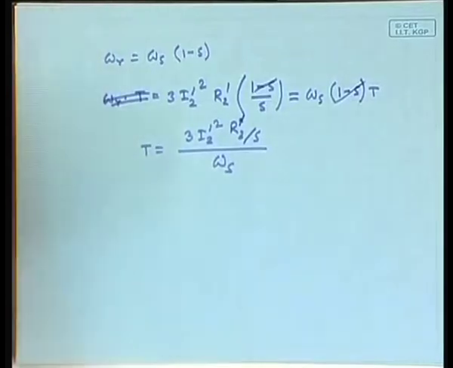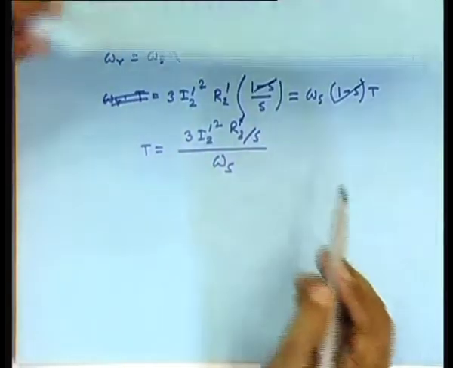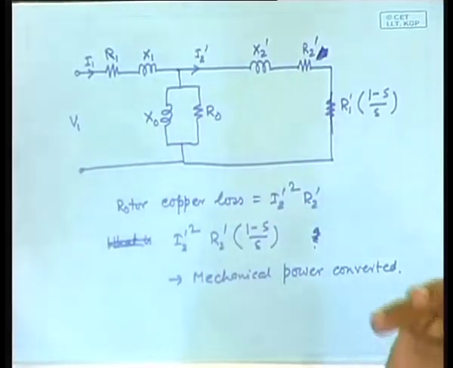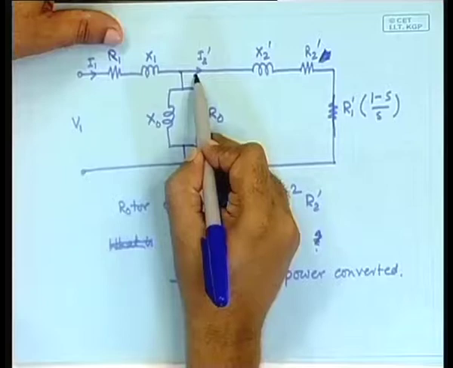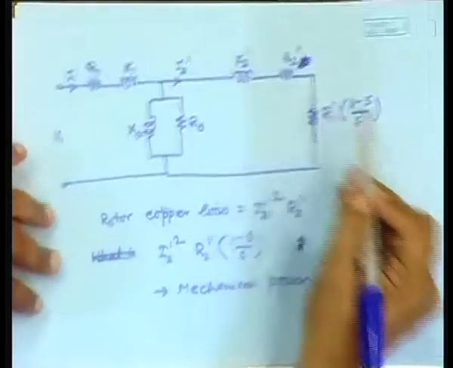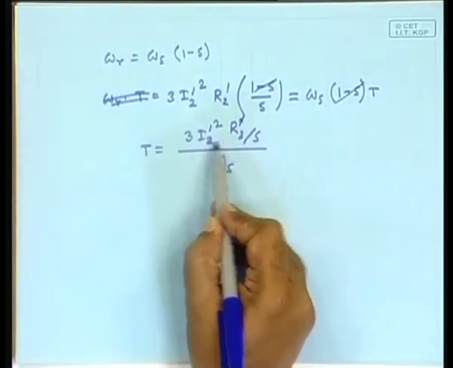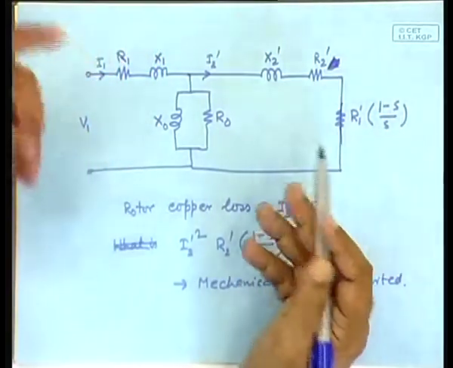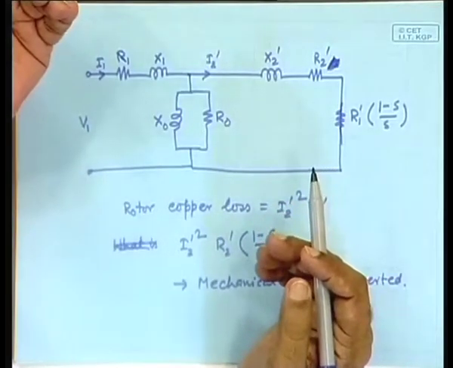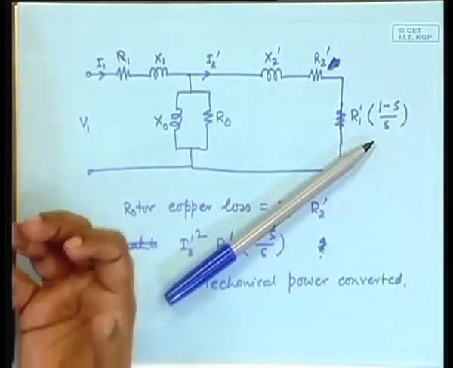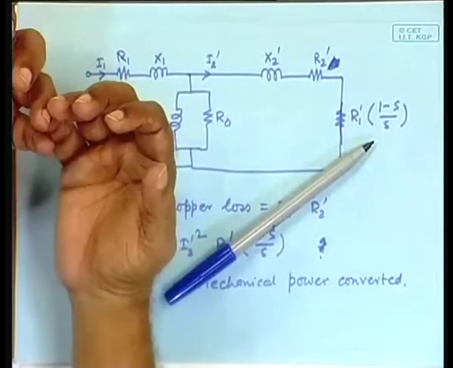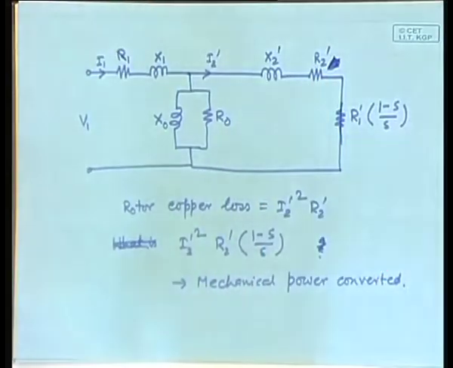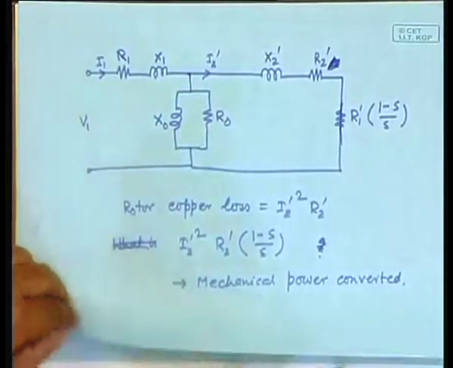Fine. Notice one very interesting thing. What is this? After all, when we had written this as R2 dash by S, we were musing about what is the physical meaning of it, I2 prime square R2 prime by S. See, we have come back to it. So, what is it? This is the mechanical power and this is the rotor copper loss. So, if you take them together, what is it? The power that goes across the air gap. The power that is electromagnetically transferred across the air gap is this power, I2 dash square times R2 dash by S, which is a summation of these two, and that is what is appearing here.